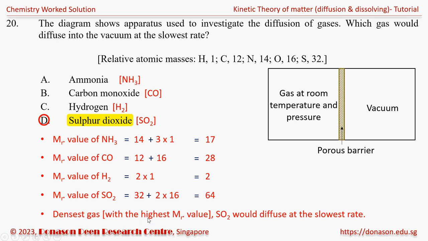So the densest gas with the highest Mr value, sulfur dioxide, would diffuse at the slowest rate. Hence for this question, the answer is sulfur dioxide. Sulfur dioxide is going to be the last one to get into the vacuum because it is the heaviest of all.